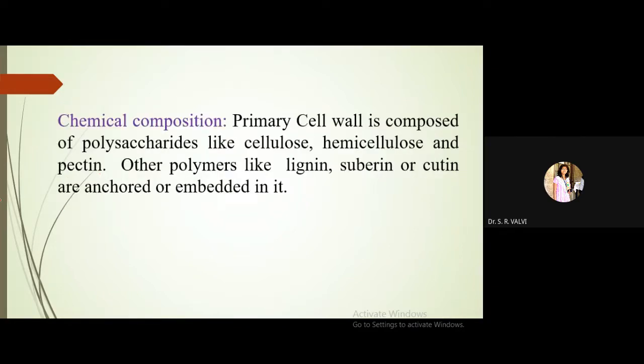Now, what is the chemical composition of this primary cell wall? In case of middle lamella, what we have seen is that middle lamella is made up of calcium and magnesium pectate. So here, see, primary cell wall is composed of polysaccharides. So which kind of polysaccharides? Like cellulose, hemicellulose and pectin, right? It is made up of cellulose, hemicellulose and pectin. And also other polymers are present. So which are those? Lignin, suberin or cutin. They are also present in a primary cell wall, right?